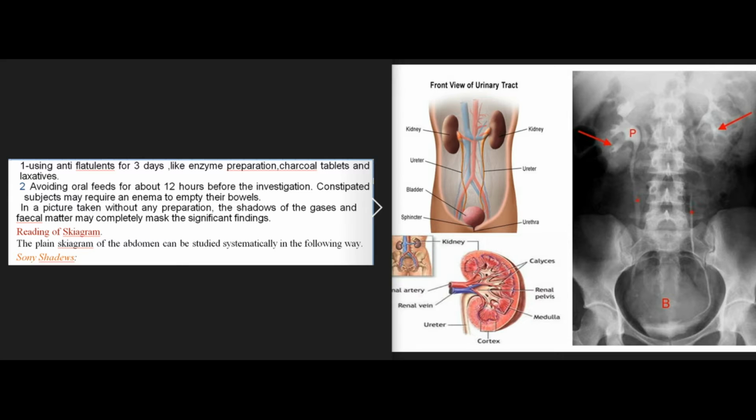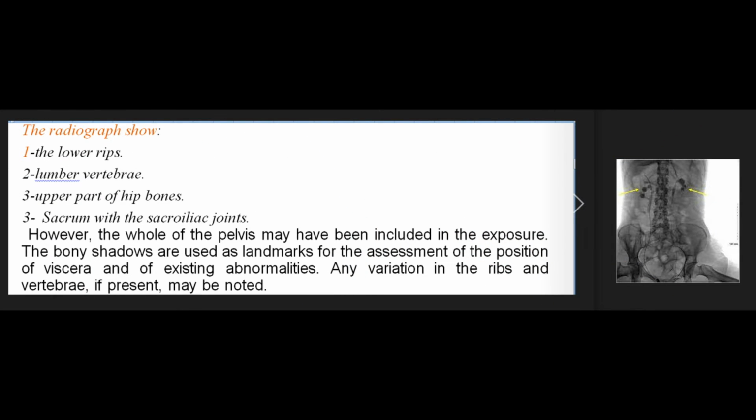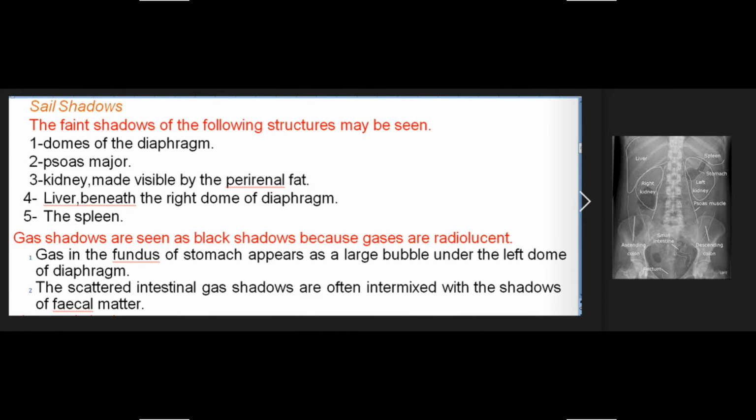findings. Reading of skiagram. The plain skiagram of the abdomen can be studied systematically in the following way. Bony shadows. The radiograph shows: 1. The lower ribs, 2. Lumbar vertebrae, 3. Upper part of hip bones, 4. Sacrum with the sacroiliac joints. However, the whole of the pelvis may have been included in the exposure. The bony shadows are used as landmarks for the assessment of the position of viscera and of existing abnormalities. Any variation in the ribs and vertebrae, if present, may be noted.